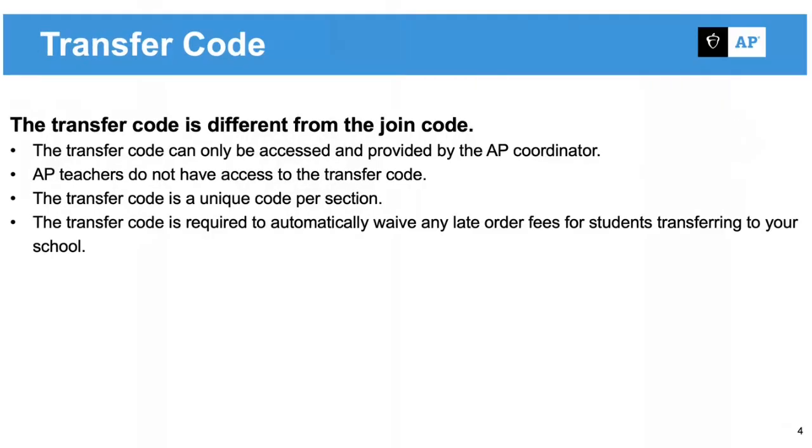Let's talk about the difference between a transfer code and a join code. Transfer codes are different from the join code we distributed at the beginning of the school year in the following ways. The transfer code can only be accessed and provided by AP coordinators. AP teachers do not have access to the transfer code. The transfer code is required to automatically waive any late order fees for students who transfer to our schools.